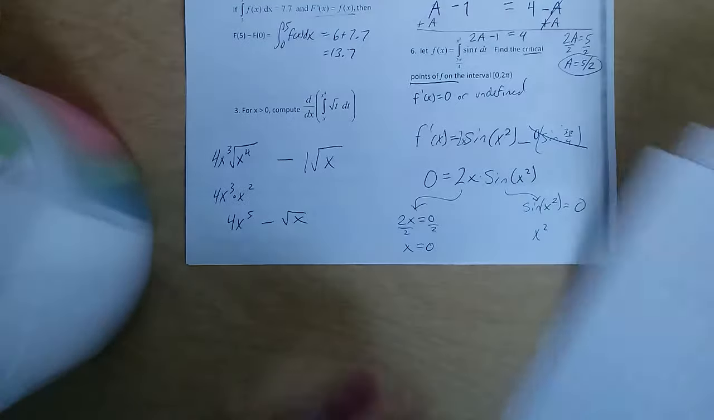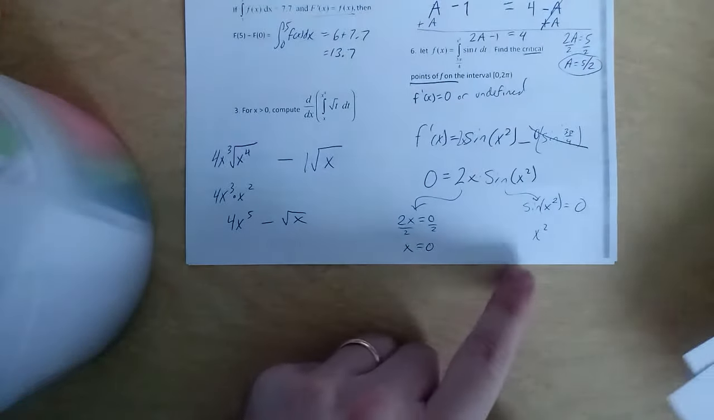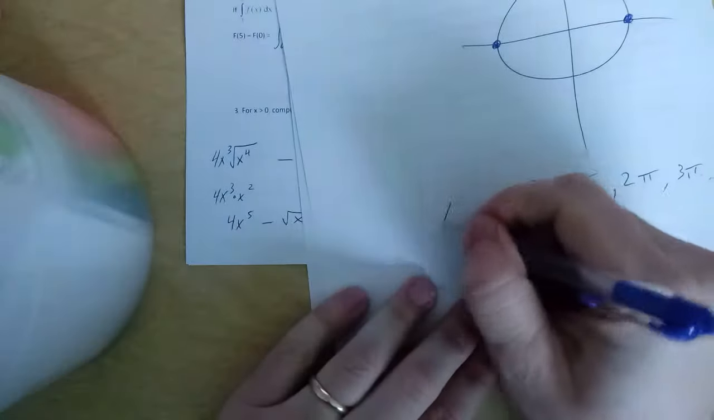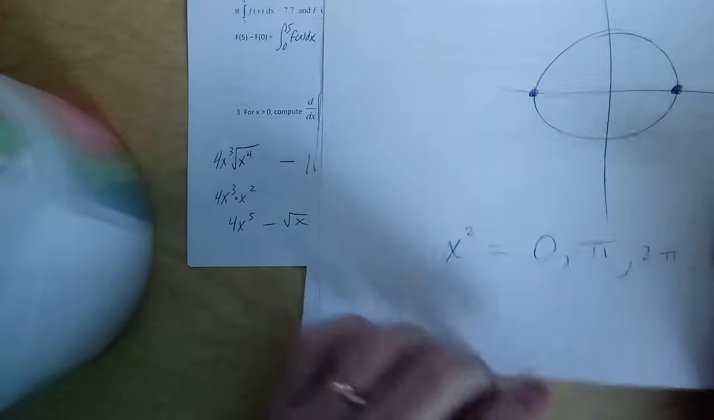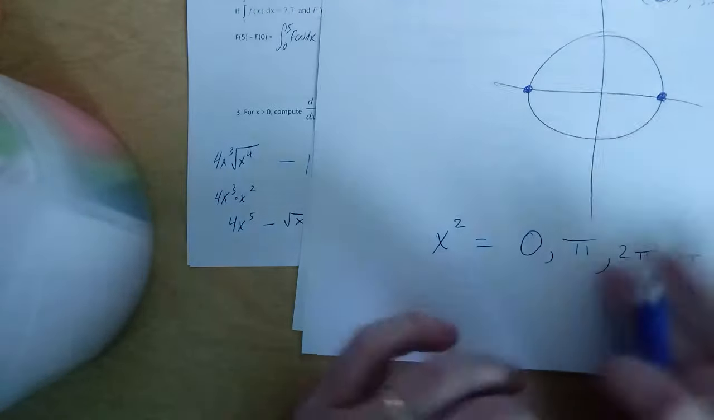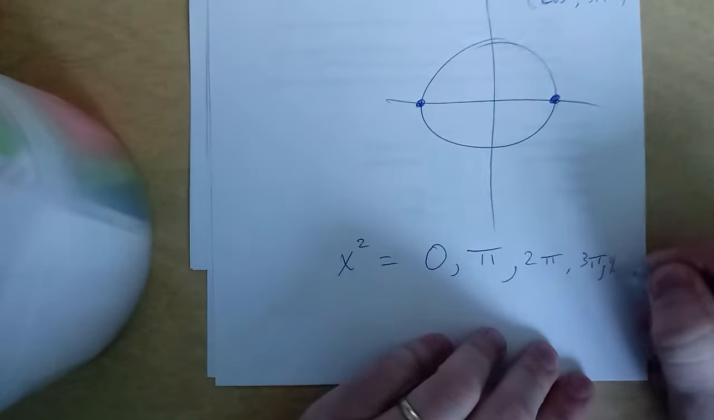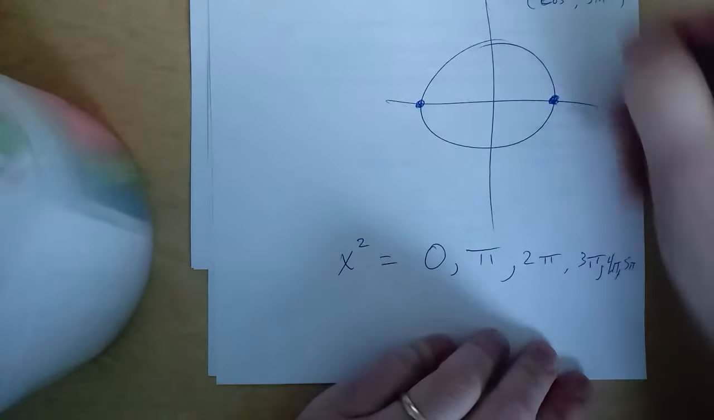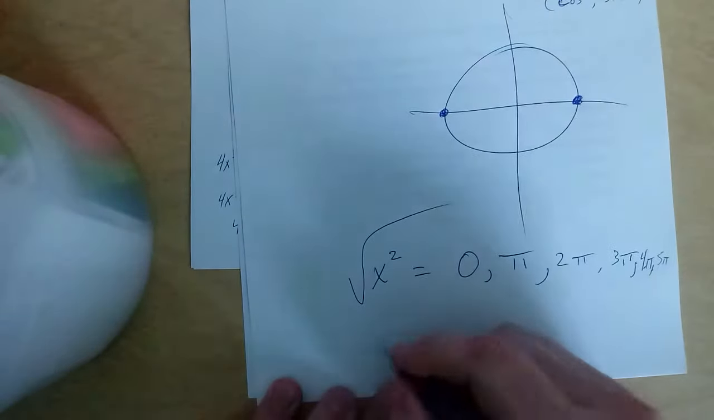But that's not what the question's asking. The question's asking when is x squared equal to those numbers. So we really want to keep going: 3 pi, 4 pi, 5 pi, just keep traveling around the circle, adding numbers, because we're going to have to take the square root of both of these.